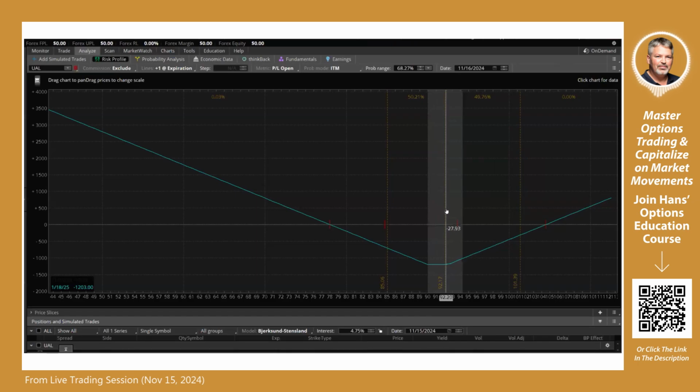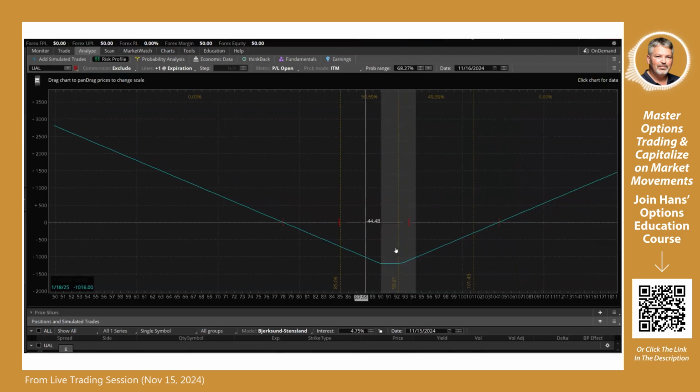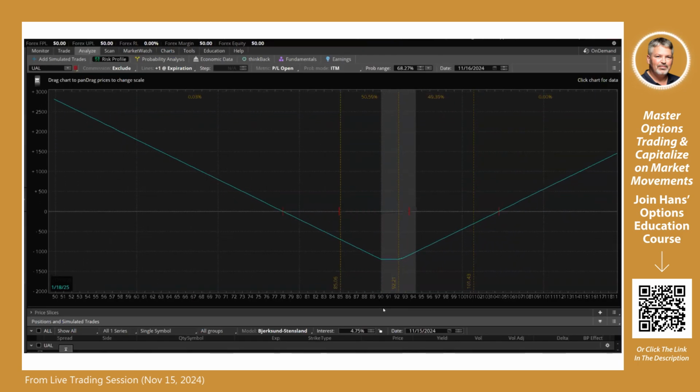If you get a really fast move in just a small amount of time, then it would become profitable because the P&L line would be somewhere up in here before expiration. But these usually require a lot of capital. There's huge risk to it. And this isn't one of the trades that I really like to play.